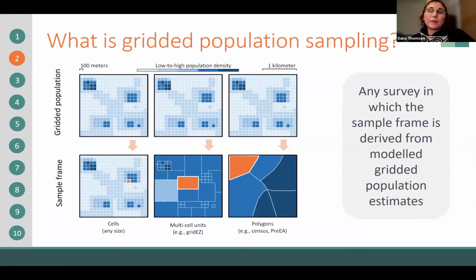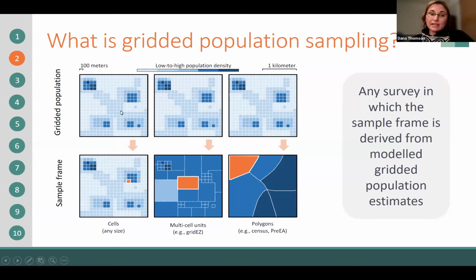So what is gridded population survey and sampling? It's really just a typical household survey, but instead of census enumeration areas, we're deriving our population from a gridded population or modeled population estimate. And so these are three different ways we might take the same gridded population estimates, these little estimates of counts of people in tiny little grid cells, and transform them into a sample frame.